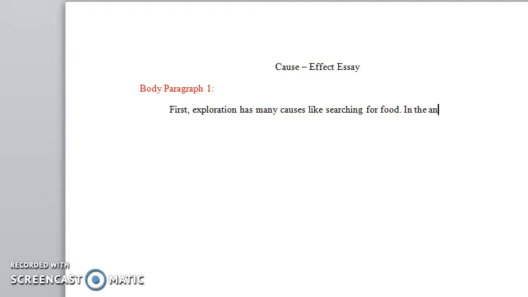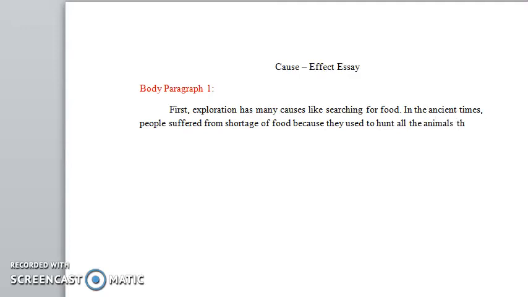In the ancient times, people suffered from shortage of food because they used to hunt all the animals that were found in their living area. Okay. So I gave a fact.